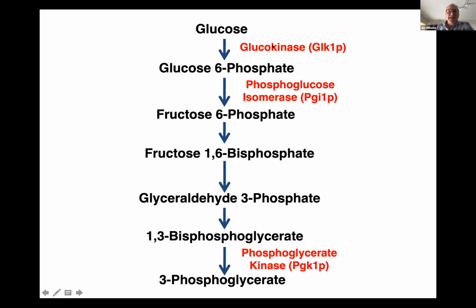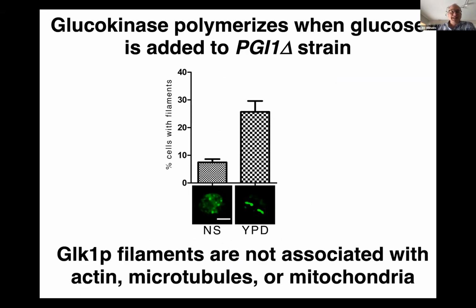And glucokinase acts at the first step. What I'm going to focus on are mutations in phosphoglucoisomerase and phosphoglycerate kinase. The idea being that if we mutate different steps in glycolysis, we can generate different levels of glucose 6-phosphate and perhaps trigger polymerization. So if we mutate the next step in glycolysis, we should expect a buildup of glucose 6-phosphate. In theory, if glucose 6-phosphate is the in vivo trigger, we should see the unmodified protein polymerize in vivo. And that's exactly what we see.